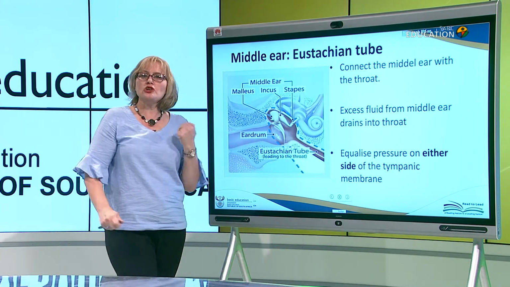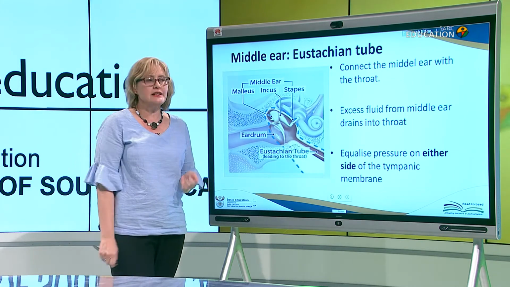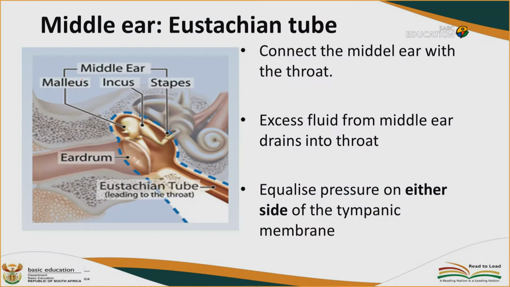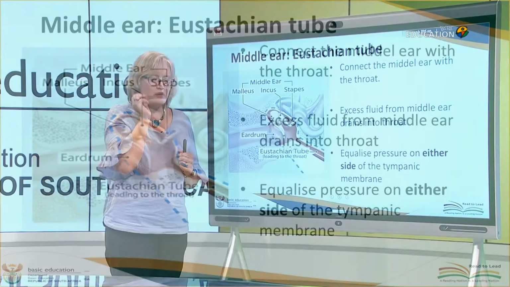Right, and that's not all that's in the middle ear. Now we get to the Eustachian tube. Now that Eustachian tube is not EU. You need that Eustachian tube. It's got a very important function in your ear. It connects your middle ear with your throat. It opens up at the back of your throat, right?